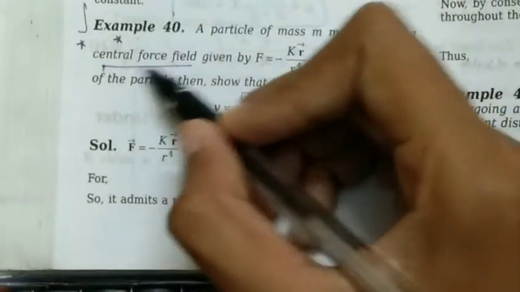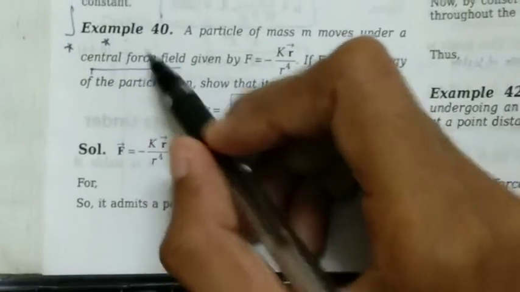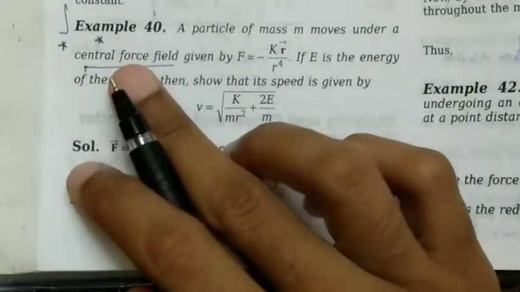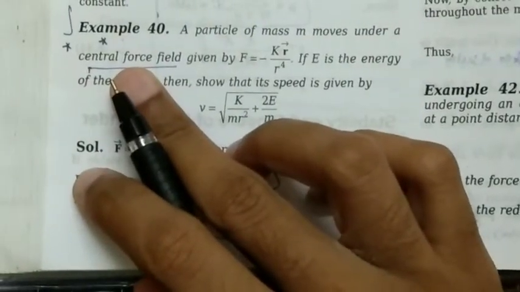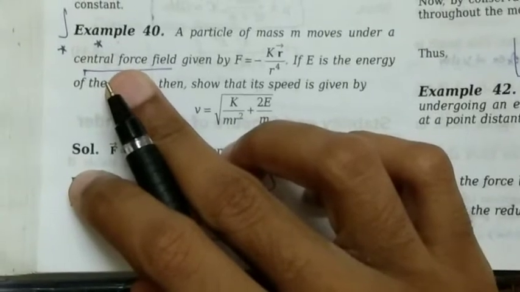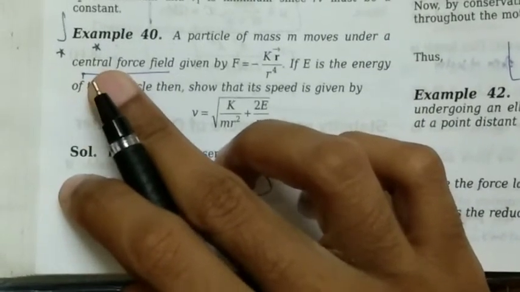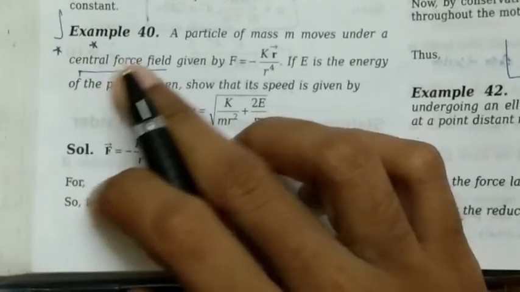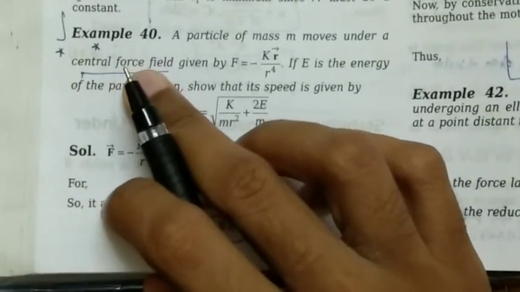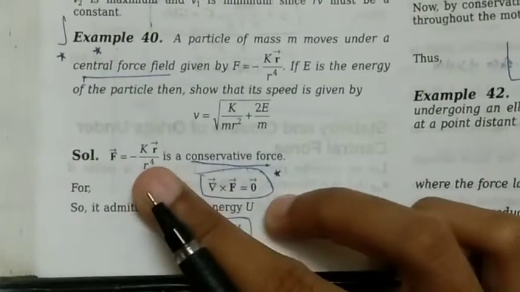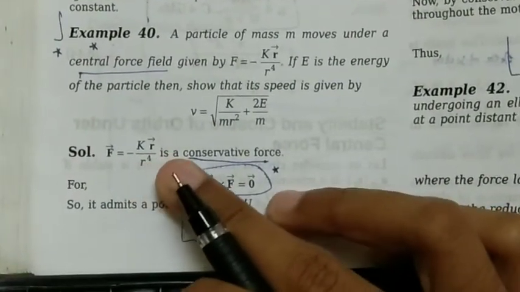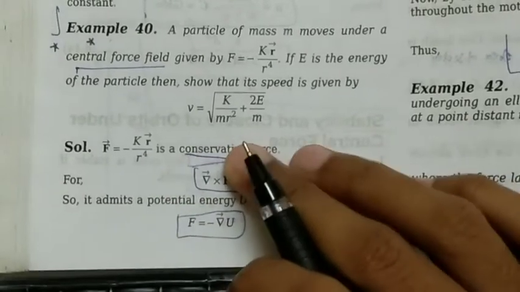This is the point. If we carefully study the questions, we need to concentrate mainly on the key points. So here the key point is the central force field. All the central forces are conservative forces. So F equals minus k by r to the power 4 r bar is also a conservative force.